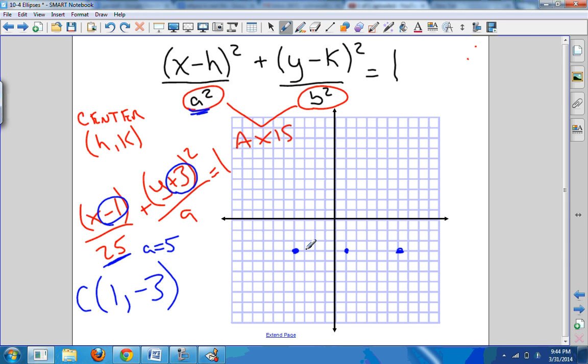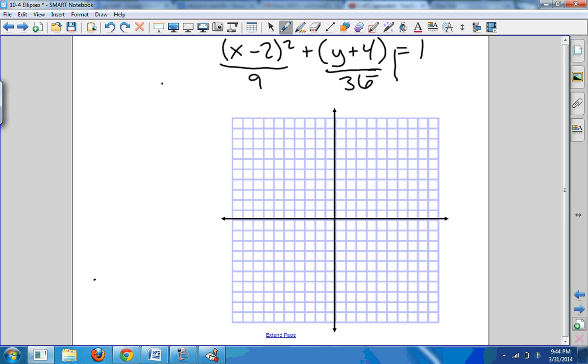Okay, and then we can go up and down with the b value, or here. So b is going to equal 3. So we need to go up 3, and we need to go down 3. Now if we connect this, it's going to look something like, oh, almost. It's going to look something like that, an oval shape. All right. So let's look at one last one. We'll call it a day.